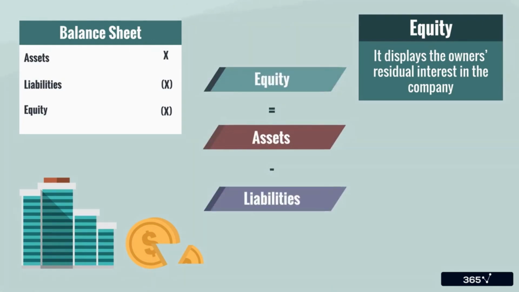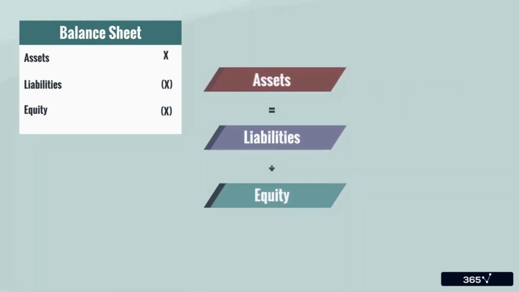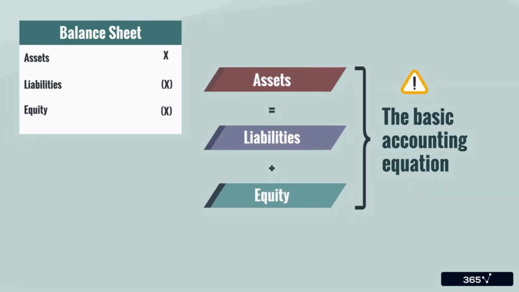Here comes the tricky part. The total assets figure in the balance sheet should always equal the sum of total liabilities and owner's equity. This is the basic accounting equation. It is valid for every single set of financial statements out there. The relationship could also be summarized in a slightly different way.